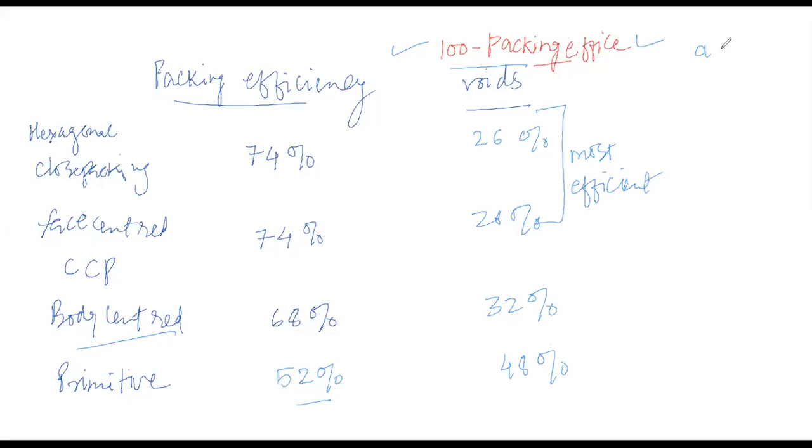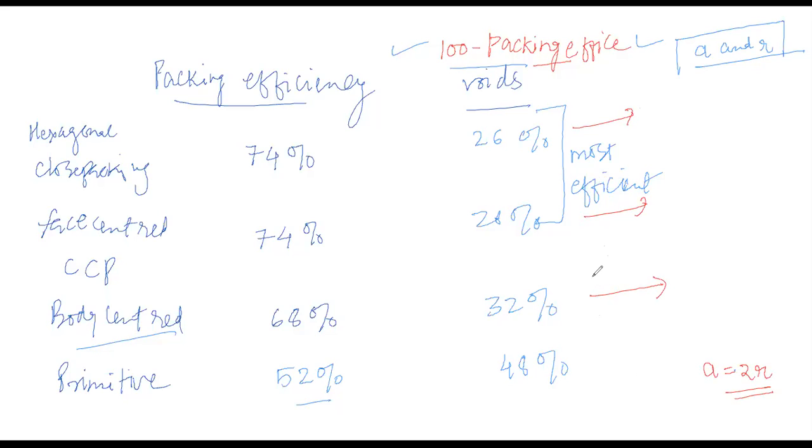At the same time, my dear students, we can even find out the relation between A and R. What is the relationship between A and R? For example, if you think of the primitive unit cell, you can write this relationship as A is equal to 2R. Can you find out for the others? Can you tell me for body-centered, for face-centered, and for hexagonal close packing?